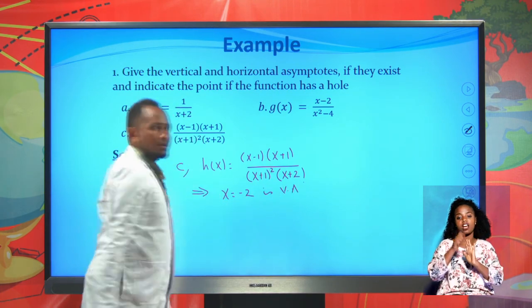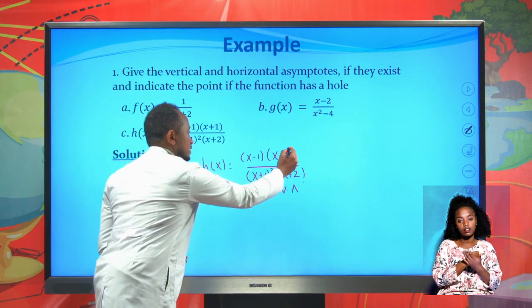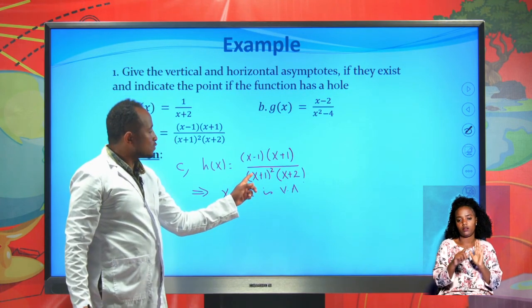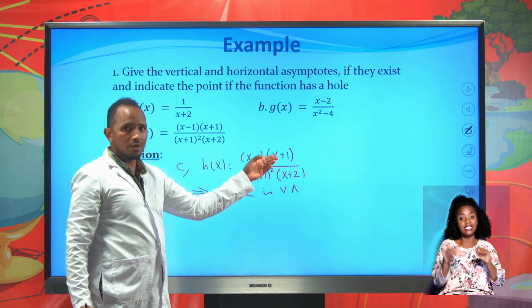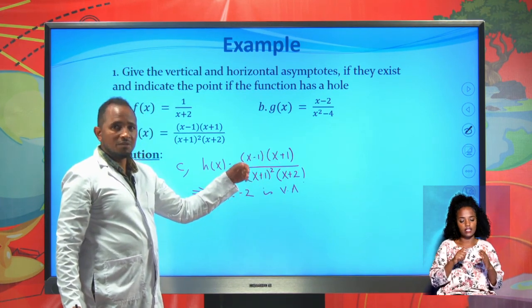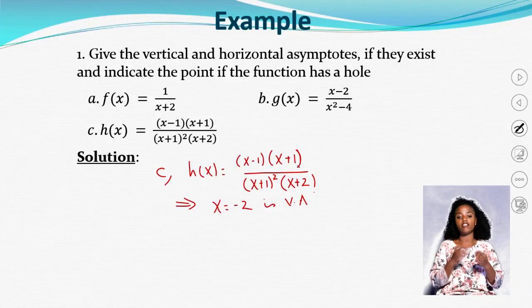Let's take another point. If you take another number here, minus 1, it makes the denominator 0. Not only this one, it also makes the numerator 0. So we need to check or further simplify this to decide whether the function has a hole or a vertical asymptote at this point.